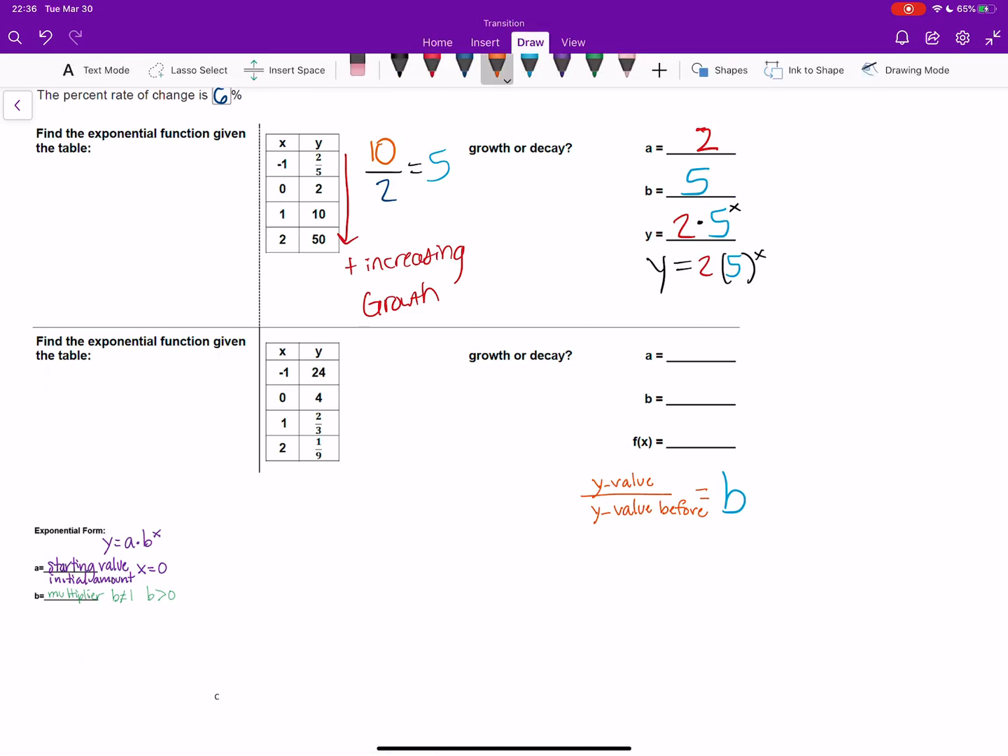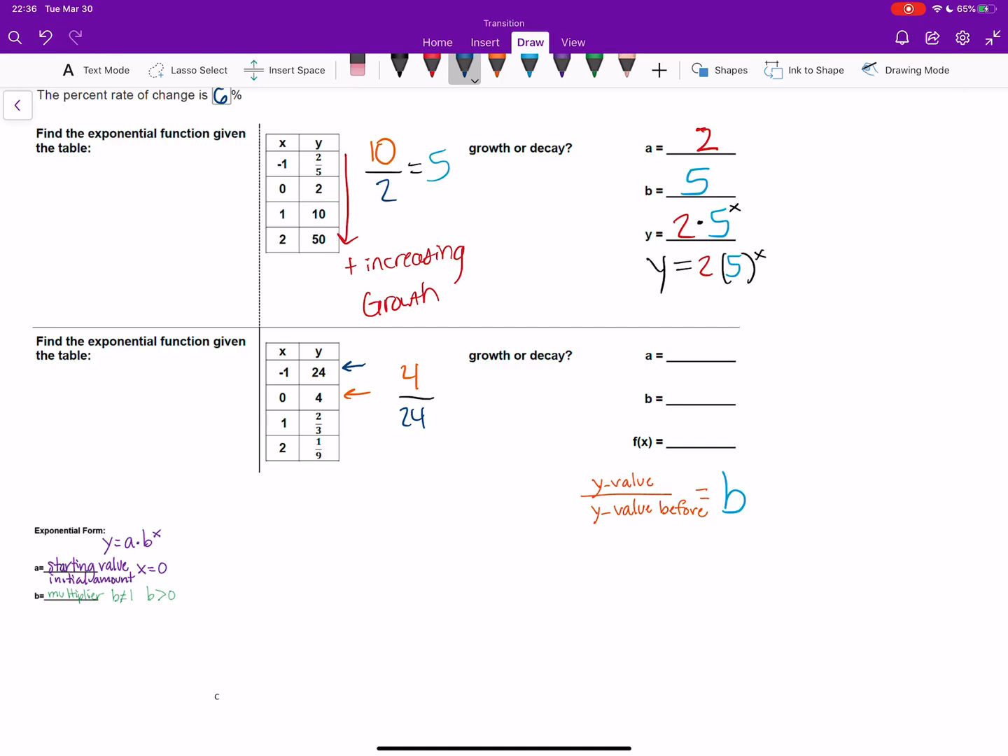So once again, I'm going to use this formula here, y value divided by the y value that comes before it, in order to figure out what my multiplier is. So I'm going to pick 4 and divide by the y value that comes before it. This is where it's really helpful if you've got good fraction skills, because watch this, 4 divided by 24. If I type that in my calculator, I'm going to get a decimal, which is okay but not super useful, especially this particular decimal. It's a repeating decimal.